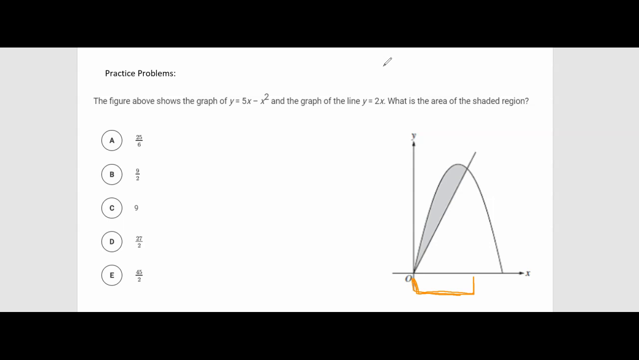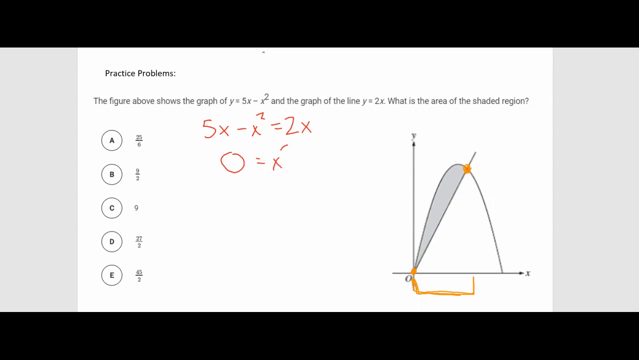Okay, so the first thing is we need to figure out where the endpoints of the interval are, and we're looking for the x values. Well, we're just going to set the functions equal to each other. So I'm going to get 5x minus x squared is equal to 2x. I said x squared, I wrote 2x, let's fix that. I'm going to move everything to the right-hand side and set it equal to 0.